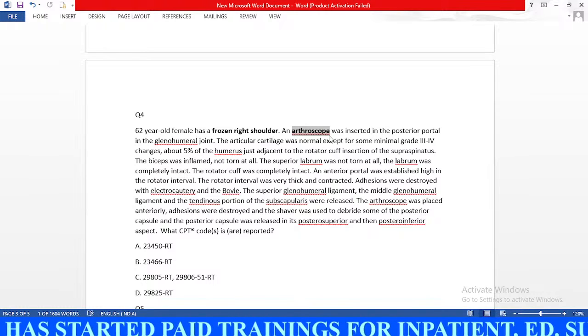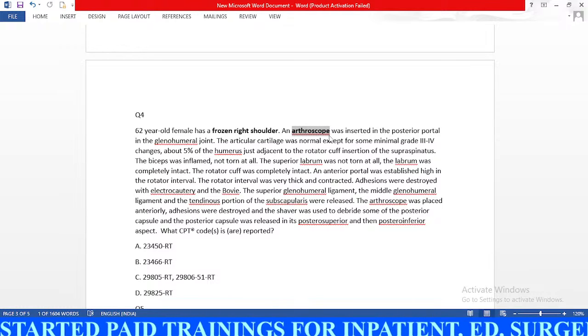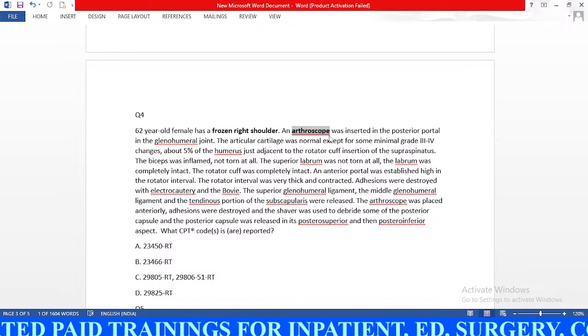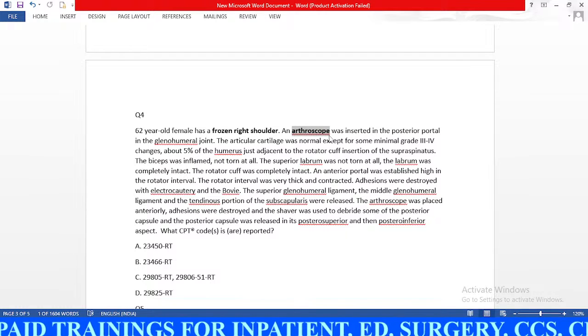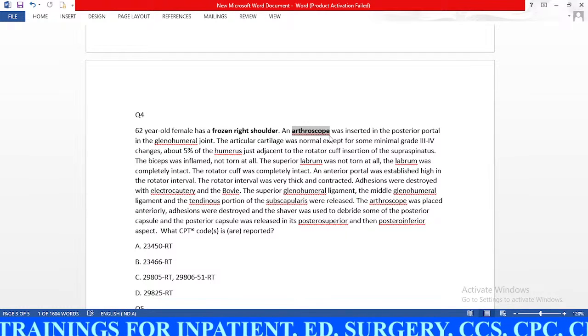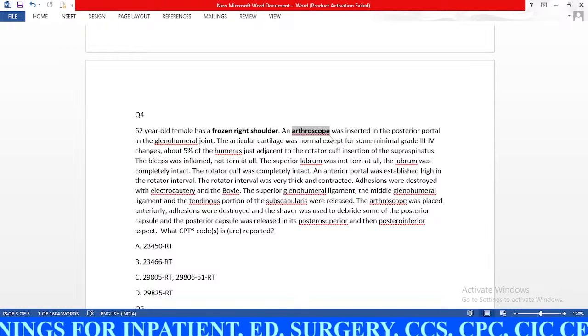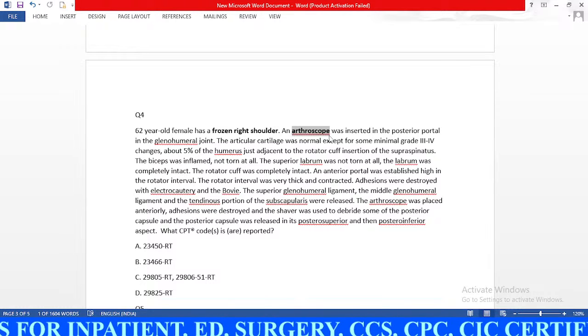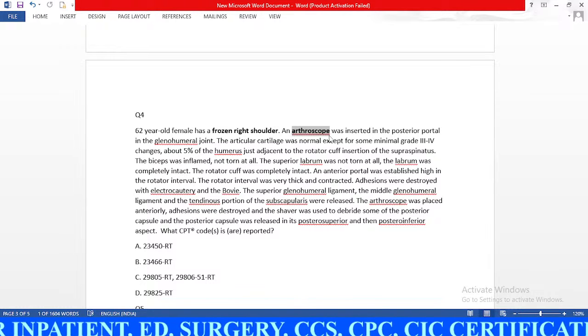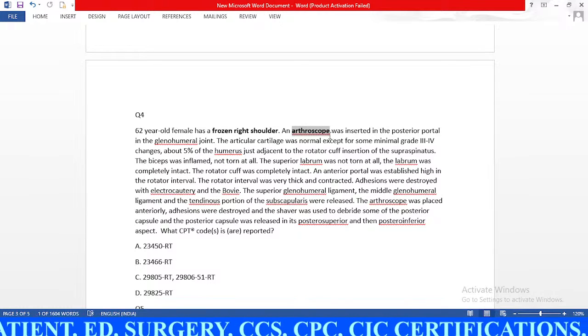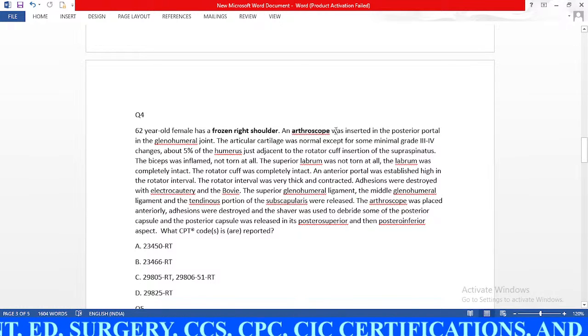So as soon as you see the question, you need to understand what procedure the physician has performed. We have seen previously, based on closed or open procedure, we have the code. So we need to identify the approach to the procedure first. Here the physician has used arthroscopy.